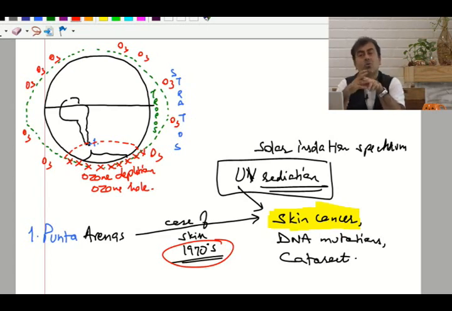So the news came, and nobody lives over there. A few people, a small settlement, Punta Arenas, they are over there. So the world was aware that there is some problem.